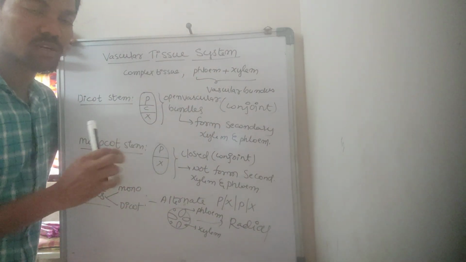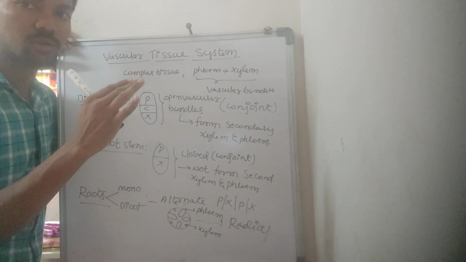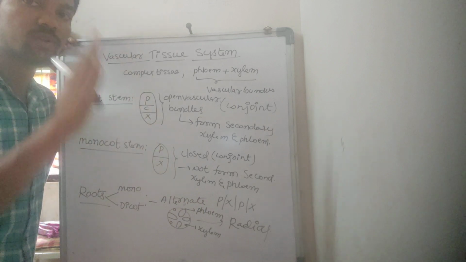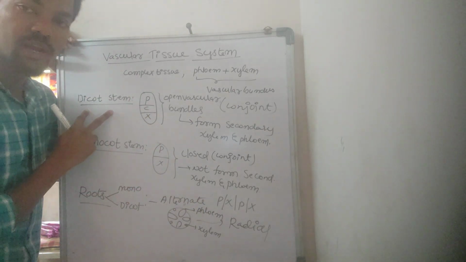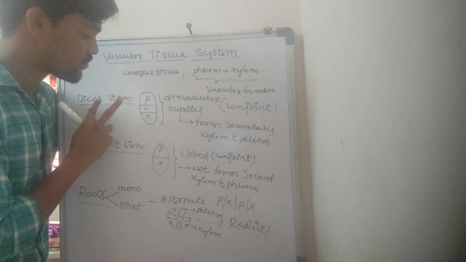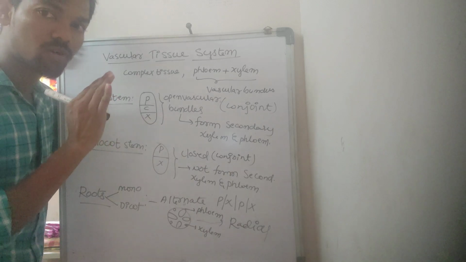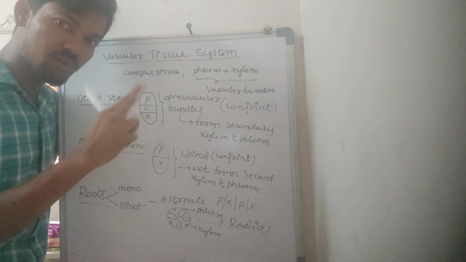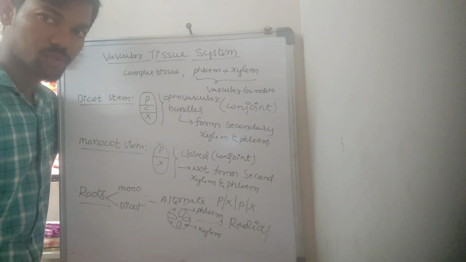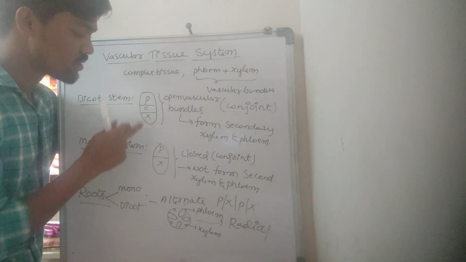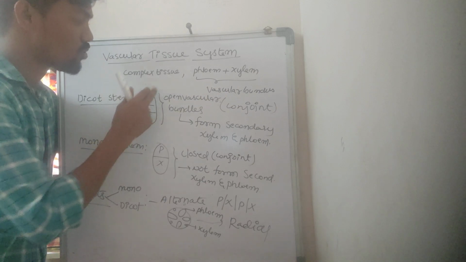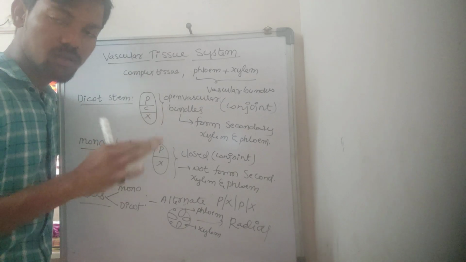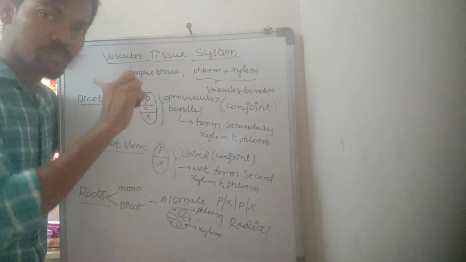In vascular bundles, phloem and xylem have different arrangements. Depending upon the arrangement, they differ. Come to the dicot stem. In the dicot stem, phloem and xylem are present, and in between them the cambium is present. Because the cambium is present, the bundle is open. It is openly arranged, not joined directly; they occur together, but the cambium is between them.